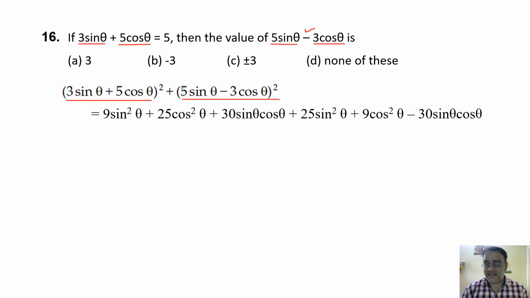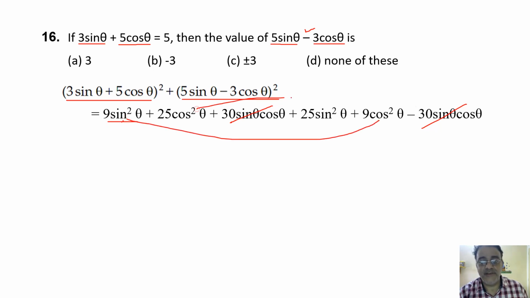Yes, sir. Is anything cancelling? Yes, 30 sin theta cos theta, these two will be cancelled. And we can add these two also, or you can take 9 common. See, in two ways you can do. Either you can add the sin square theta terms, so 34, and cos square theta also 34, or you can take 9 common from sin square theta and cos square theta, right?